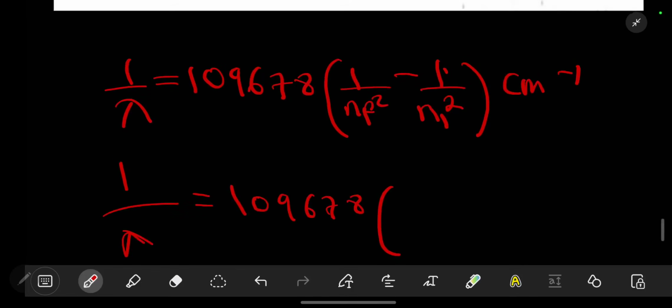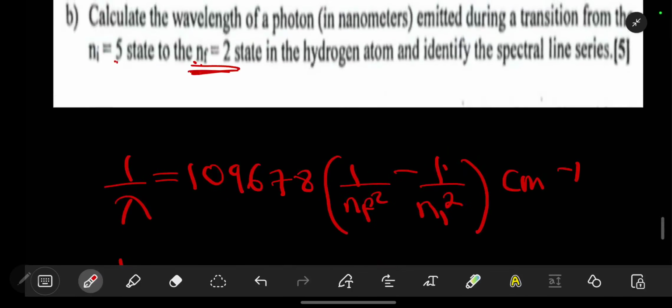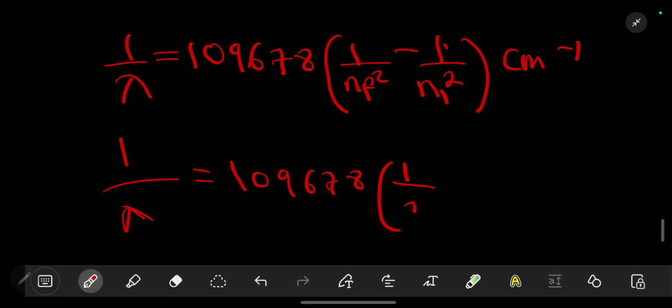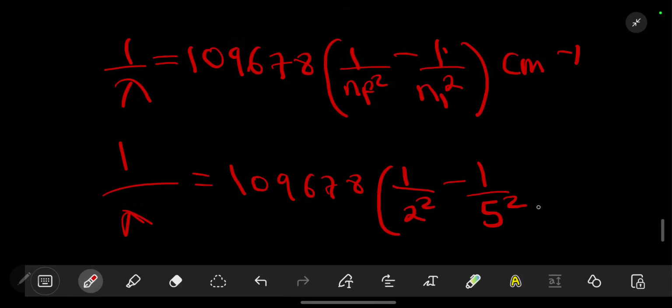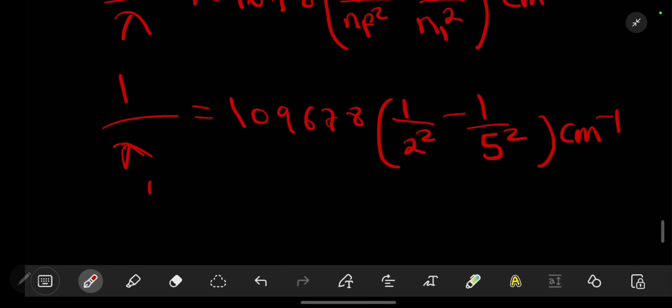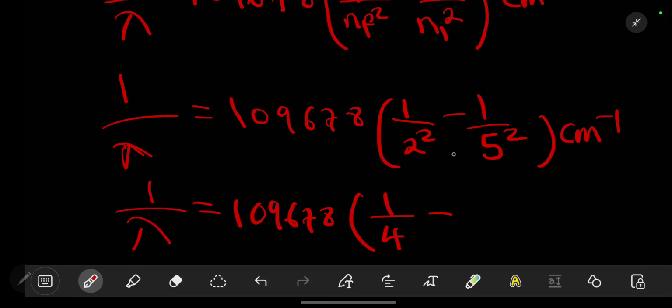109,678. Then you have the final position it has reached, which is 2. So you are going to say 1 over 2 squared minus 1 over the value, which is our 5, so 5 squared, like that. We have centimeter to the power negative 1. So we do our calculation. 1 over lambda should be equal to 109,678, then we have 1 over 4 minus 1 over 25. 2 squared is 4, and 5 squared is 25, like that.